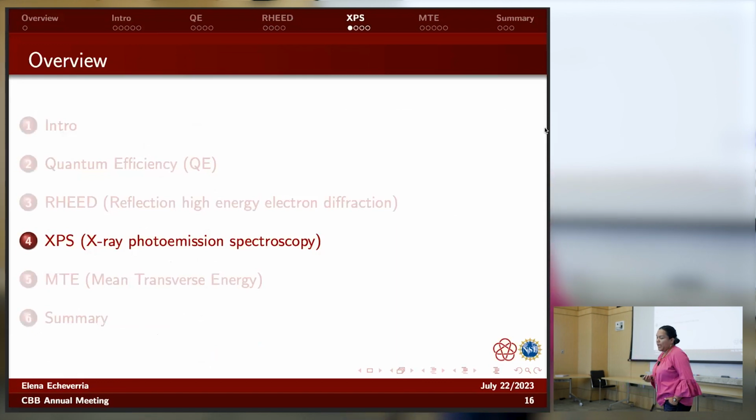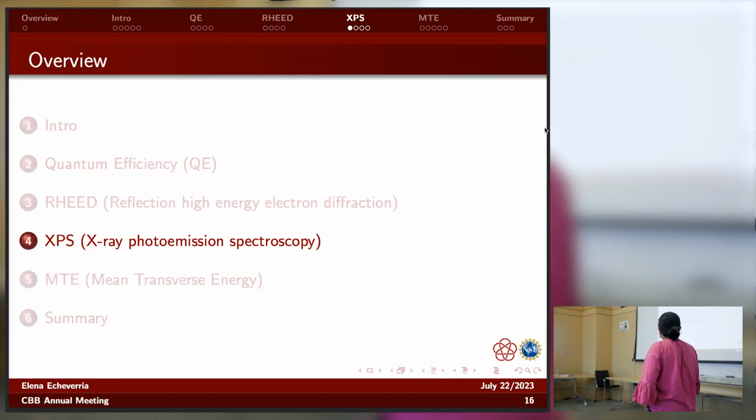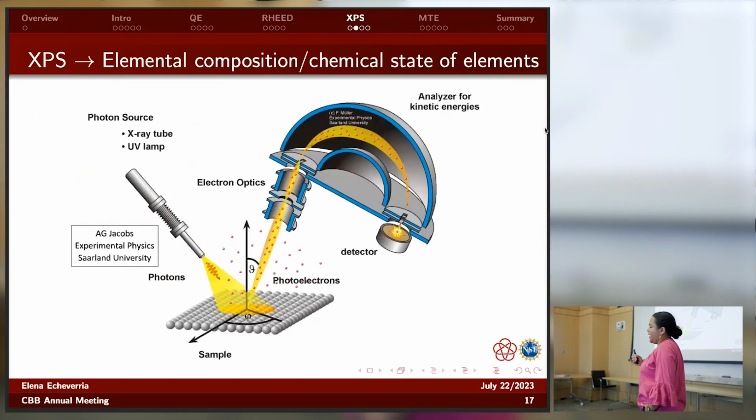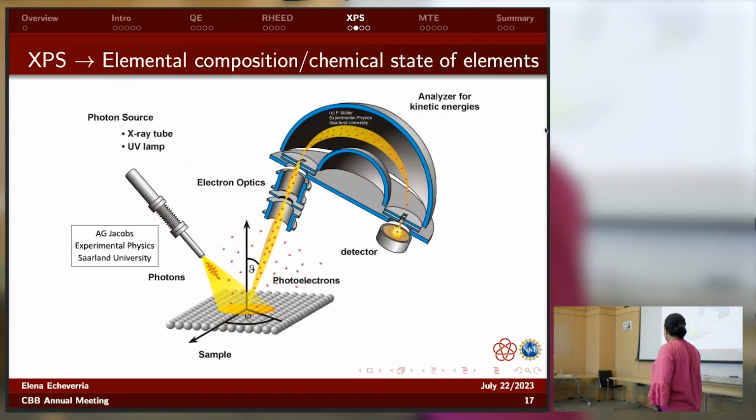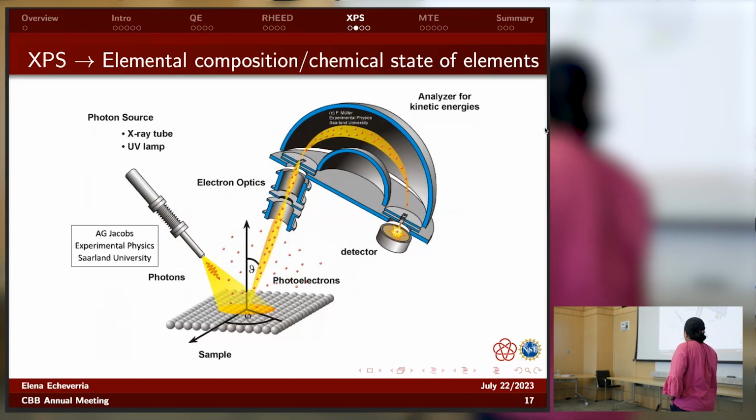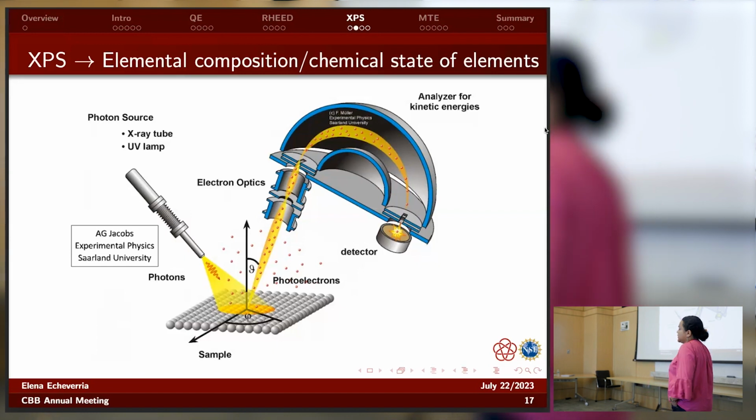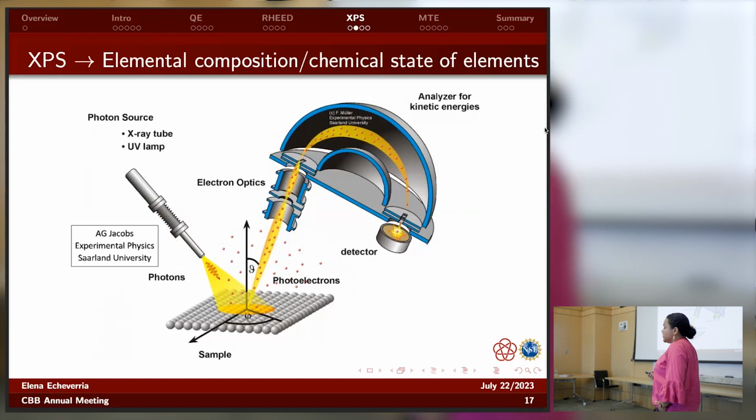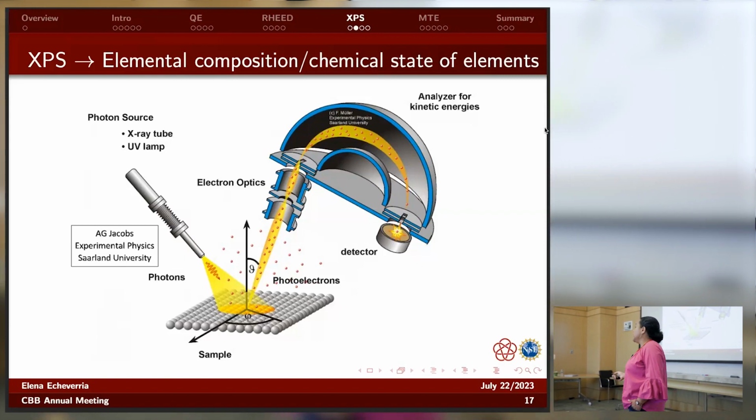Okay, what else can we do? We can do XPS. What is XPS? XPS is X-ray photoemission spectroscopy. This cartoon is not only for XPS, but in general for photoemission spectroscopy. Photoemission spectroscopy is based on the photoelectric effect. We have light coming in, interacting with the electrons on the surface. Those photons will give enough energy to the photoelectrons such that those electrons will be kicked out from the sample, and they will be read by the analyzer.